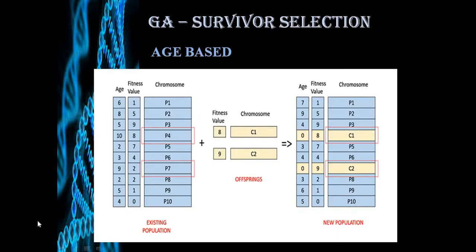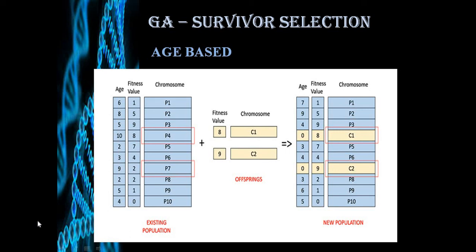Next is the survivor selection. This determines which individuals are to be removed or which are to be kept in the next generation. Here we should also ensure that the fitter individuals are not removed from the population, while at the same time diversity should be maintained in the population. There are two methods by which survivor selection can be done. First is age-based survivor selection.